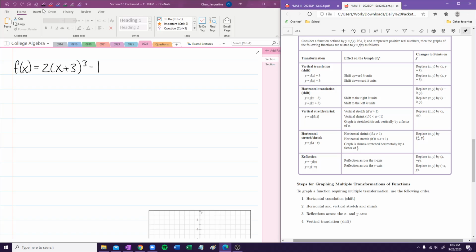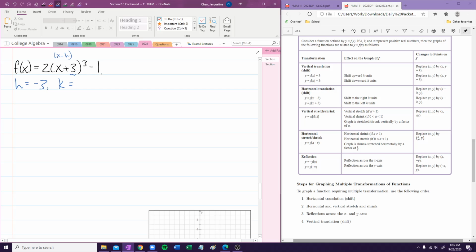So first thing, before anything, I'm just going to list off what I know. I know my h, I know my k, and I know a. Remember, h is right here, so it's x minus h. The horizontal translation is the non-intuitive one, so I'm going to take the opposite. h is negative 3.